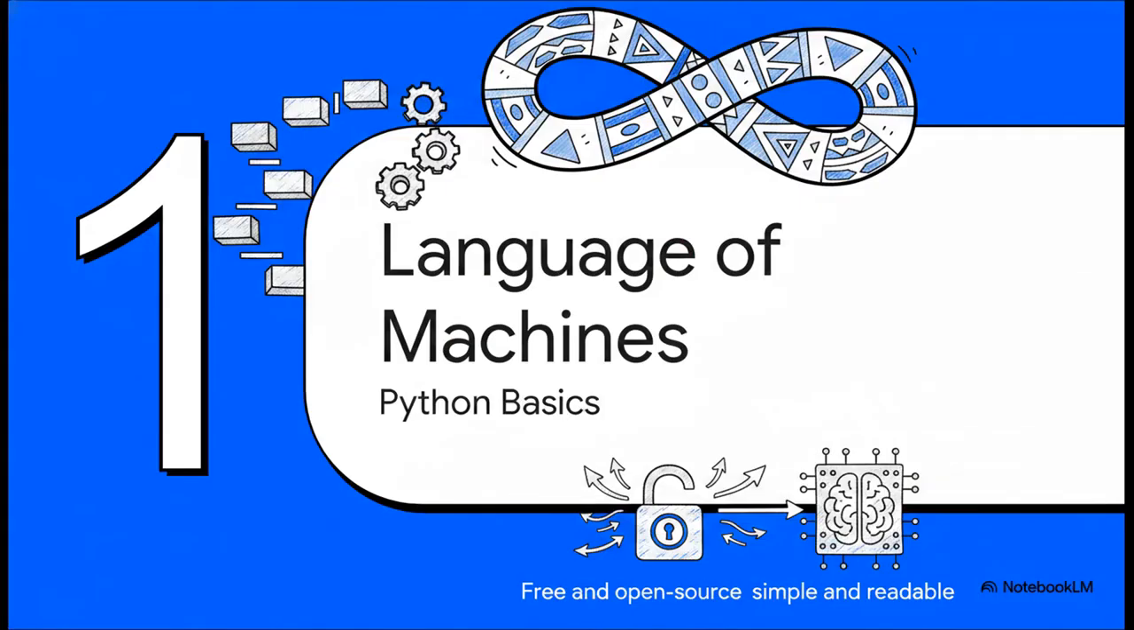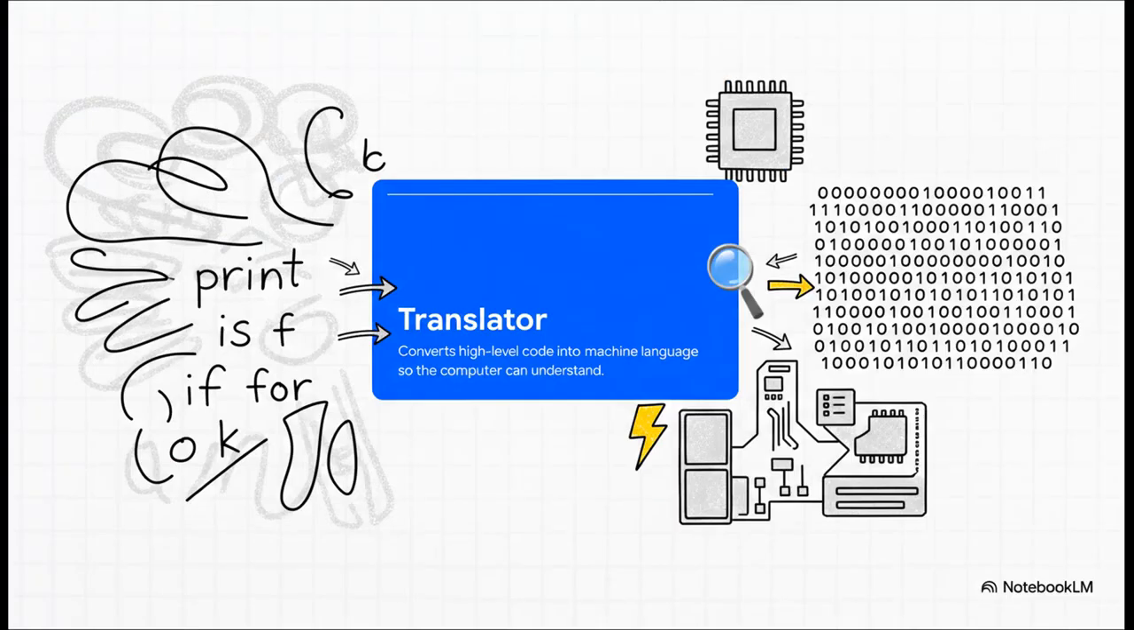Section 1, the language of machines. We are kicking things off with the absolute basics of Python. Here's the thing. If you feed Python directly into a computer, it's going to have absolutely no clue what you're saying. We need a middleman. Enter the translator. This takes our high-level, basically English-like Python instructions and seamlessly converts them into the exact binary code the hardware actually gets. It does all the heavy lifting, so we can just focus on solving the actual problems.